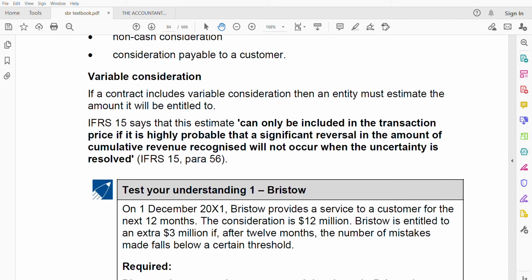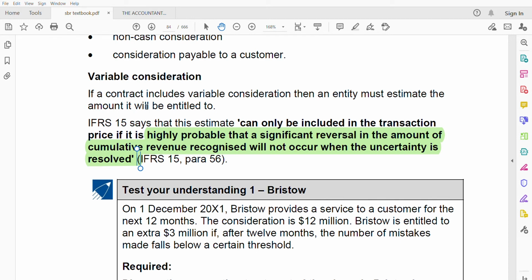What is variable consideration? If a contract includes variable consideration, then an entity must estimate the amount it will be entitled to. See, sometimes a contract might have a variable consideration. So variable consideration is like you are estimating what you are entitled to. So IFRS 15 says this estimate can only be included in the transaction price, that means variable consideration can only be included in the transaction price if it is highly probable that a significant reversal in the amount of cumulative revenue recognized will not occur when the uncertainty is resolved. Okay, I will highlight this.